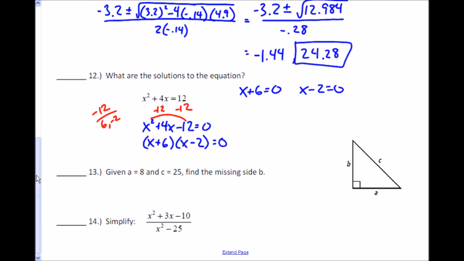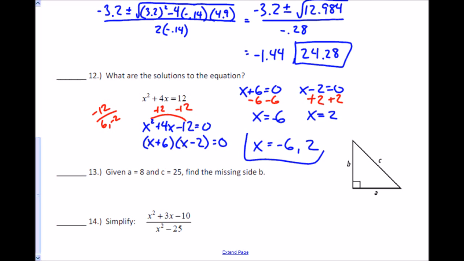And I solve each. The first one, I subtract the 6 from each side and find out that x equals a negative 6. The next one, I add the 2 to each side and find out that x equals a positive 2. So those are my two answers for this one, the negative 6 and the positive 2. Okay?